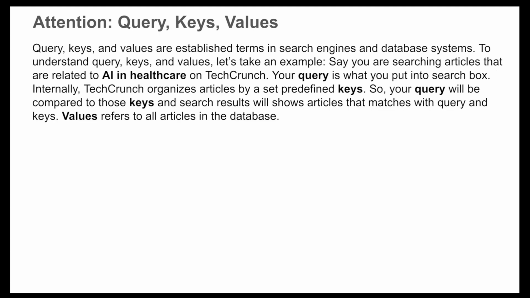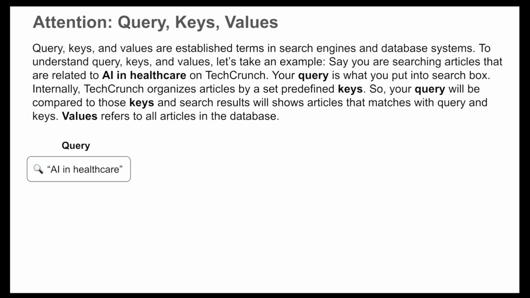Query, key, and values are established terms in search engines and database systems. If you have been working with databases, for example, you probably know query, key, and values. To understand those terms, let's take an example. Imagine you're trying to search for articles that are related to AI and healthcare on TechCrunch. Your query is what you put into the search box on TechCrunch. So your query is AI and healthcare.